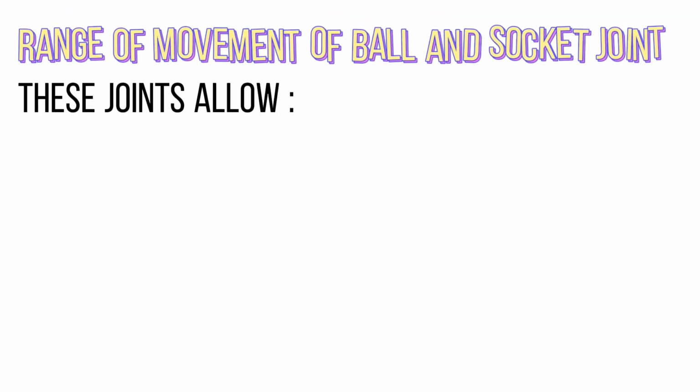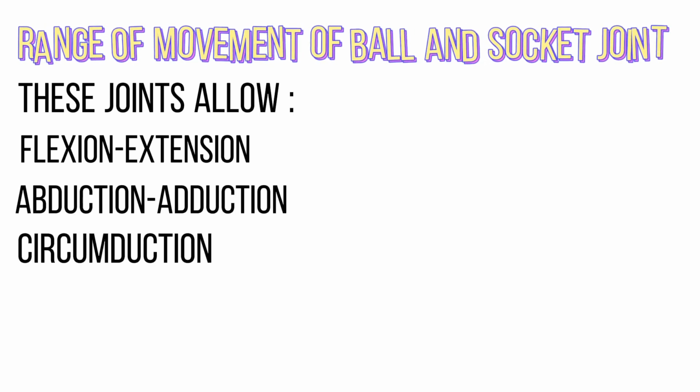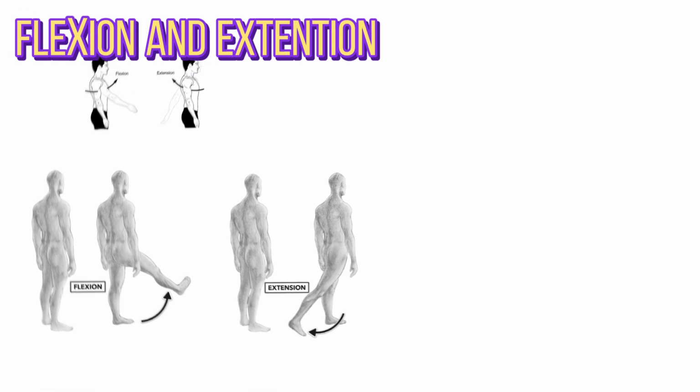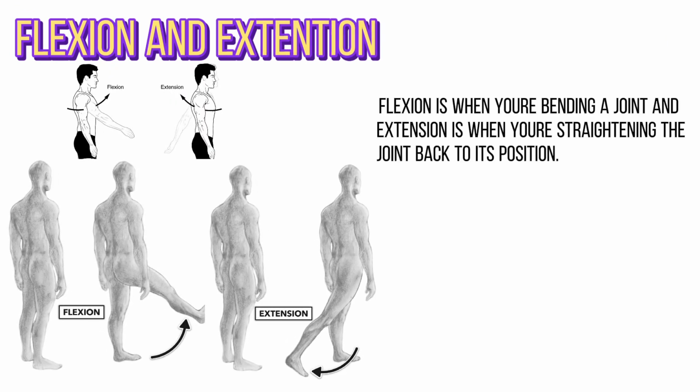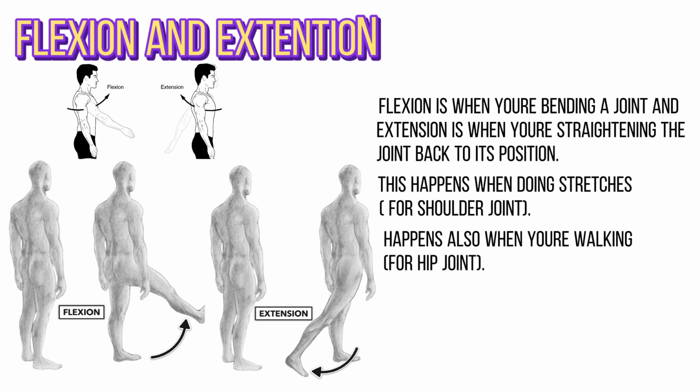Range of movement of ball and socket joint. These joints allow flexion, extension, abduction, adduction, circumduction, and rotation. Flexion is when you're bending a joint and extension is when you're straightening the joint back to its position. This happens when doing stretches, and also when you're walking.